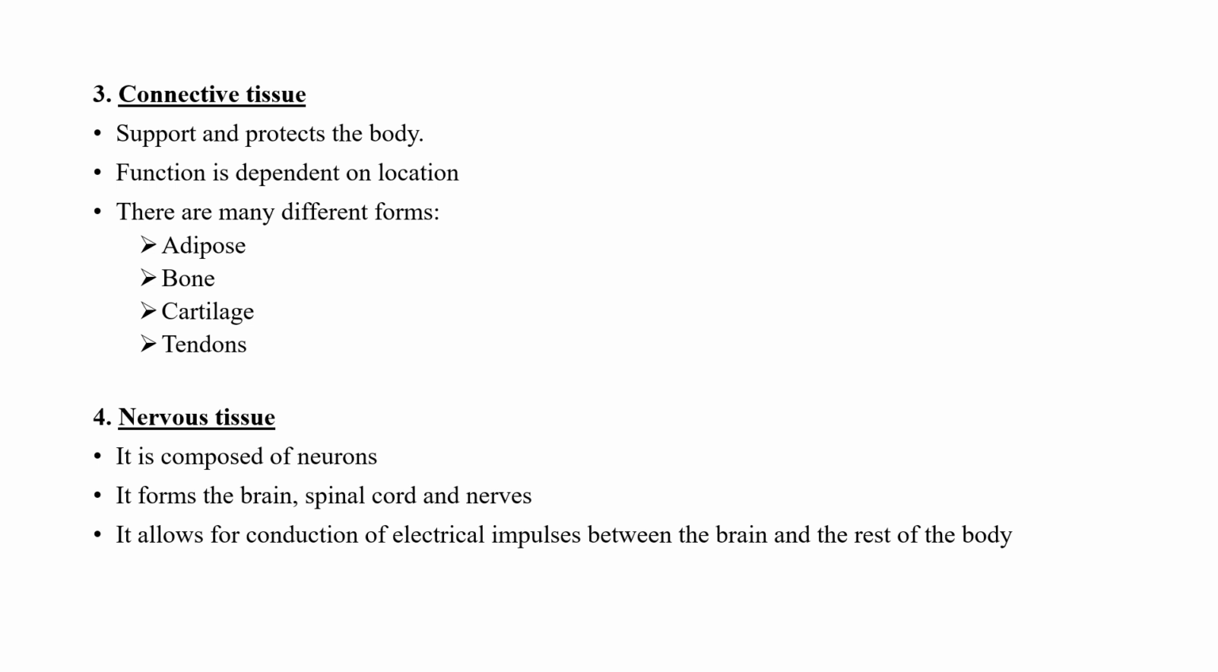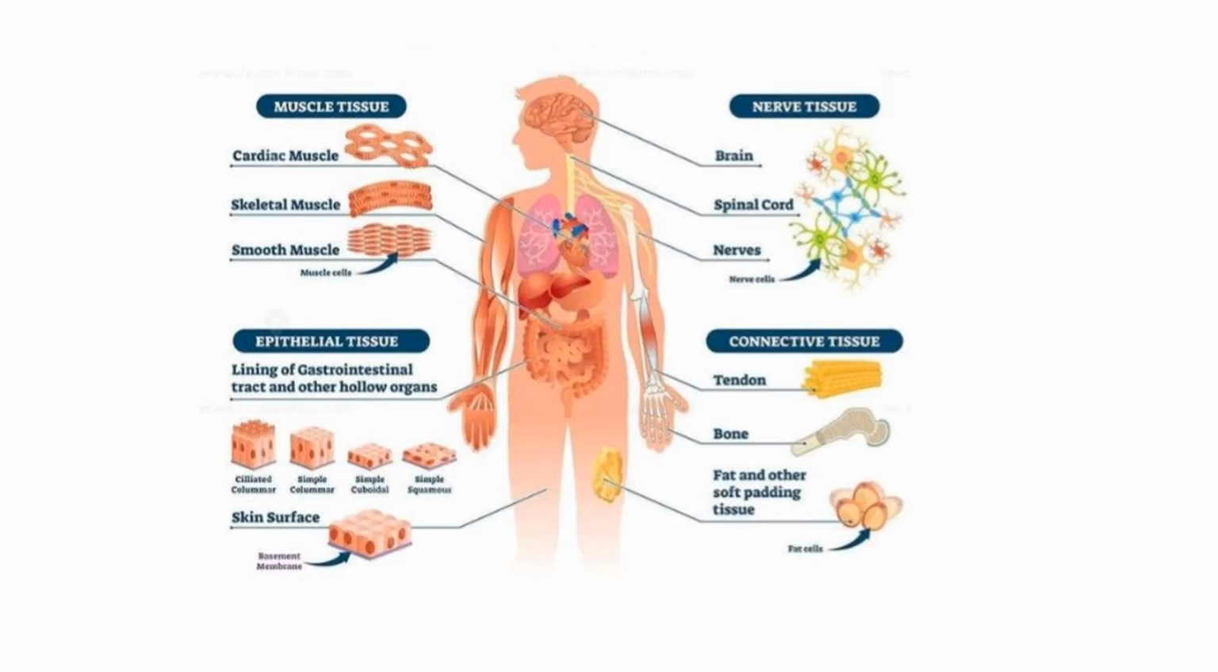Coming to nervous tissue. Nervous tissue is made up of cells called neurons. It forms the brain, spinal cord and nerves. Nervous tissue allows the conduction of electrical impulses to send information to the brain and then back to the body. This figure shows the different types of tissues and their location within the body, such as the connective tissue located in the adipose layer of the skin.